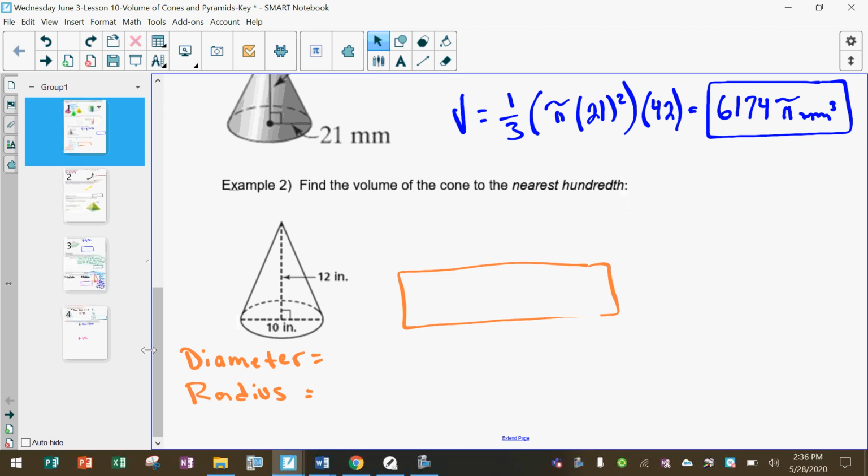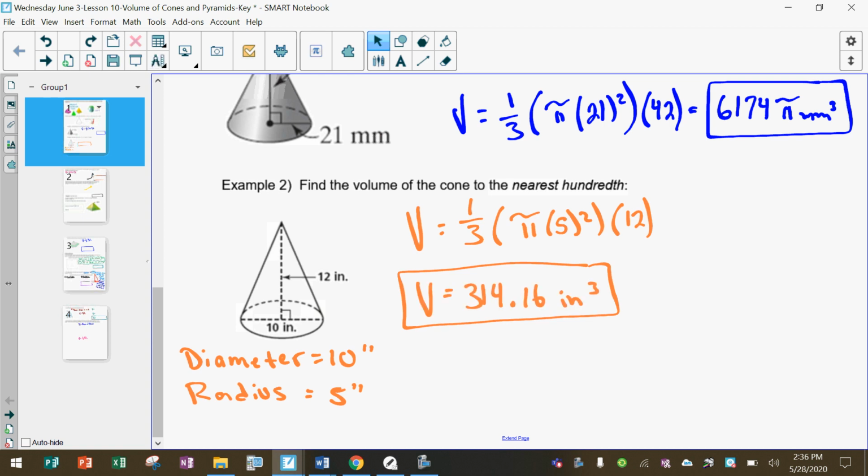Okay, here's another example. This time we're given the diameter, not the radius. So we take the diameter of 10 inches, divide it by 2 to get a radius of 5 inches. Take our formula, 1/3 pi r squared h, radius of 5, height of 12. Punch the numbers and round to the nearest hundredth. Hundredth, remember, 2 decimal places.